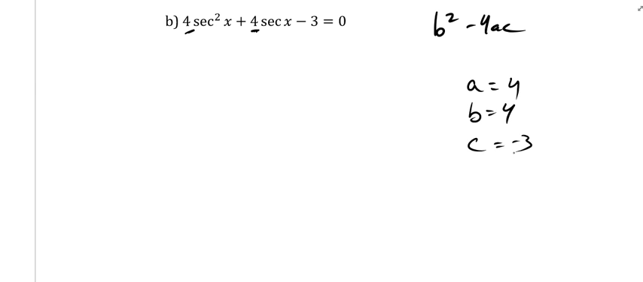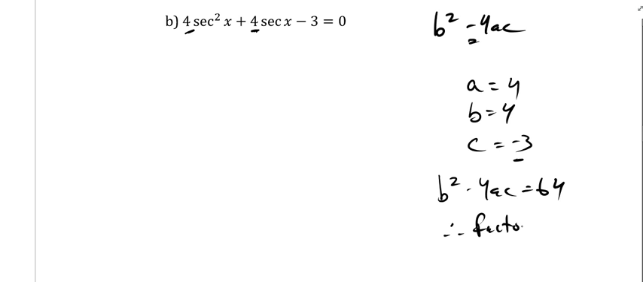Now the way I do it, everybody's different, but I think about the negatives. So b squared is 16. So I would go 16 plus 4 times 4 times 3. I would just do the negatives to make sure I don't punch it in wrong on my calculator. I've got one negative here and one negative here, so it's going to be a positive. So what do you get? 64. It's a perfect square. Therefore, this is factorable. It's factorable if the discriminant is a perfect square. Any perfect square, it's factorable. So b squared minus 4ac equals 64, therefore factorable.